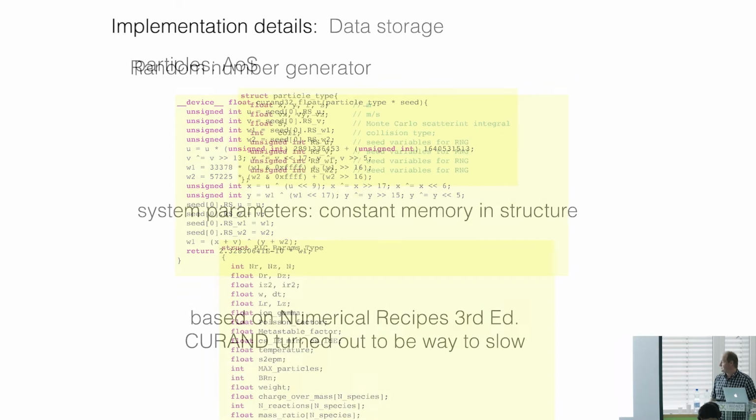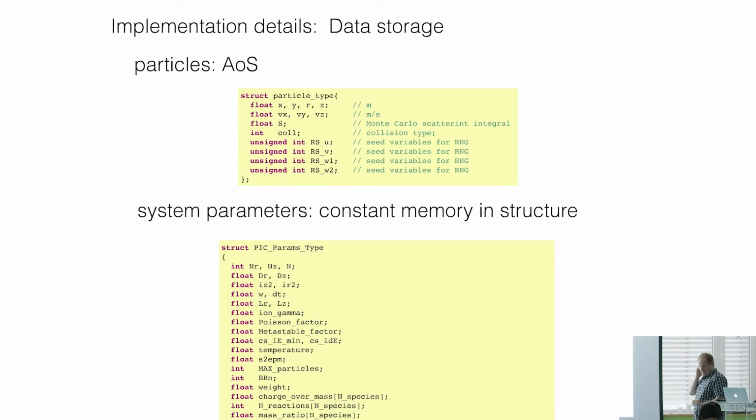Again, very simple. There's one trick which goes against general knowledge. High-performance computing people always say, use structure of arrays instead of arrays of structures, because for vectorization this is much better. Well, maybe not in this case. So we have particles. Each particle has positions, velocities, collision states, something for the Monte Carlo routine.